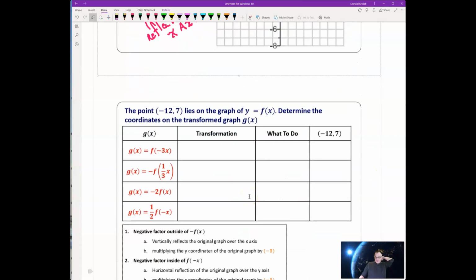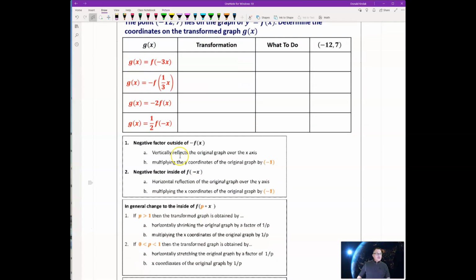Okay, so if you had a point (-12, 7), and it lies on the graph of f of x, you want to determine the coordinates on the transformed graph g of x. All right, so part of this is what we did yesterday, so I wanted to get some extra practice doing that. Okay, we've got a -3 in here. So that negative is inside the parentheses, so we know that we're going to flip.